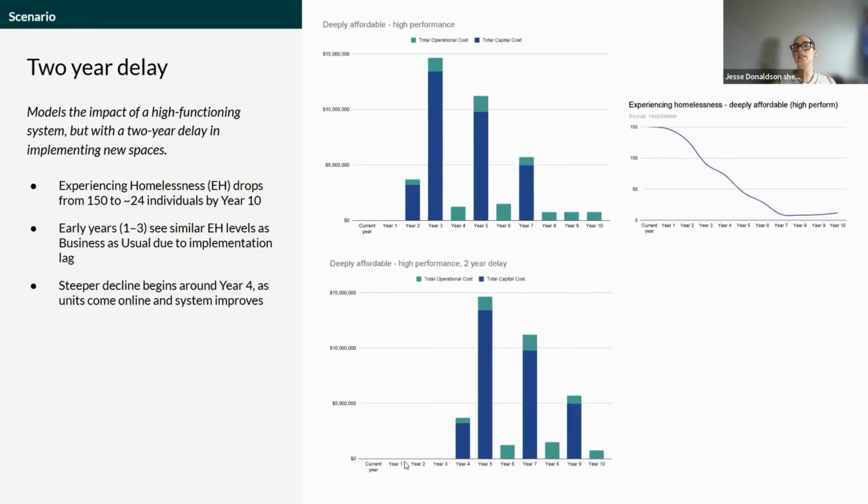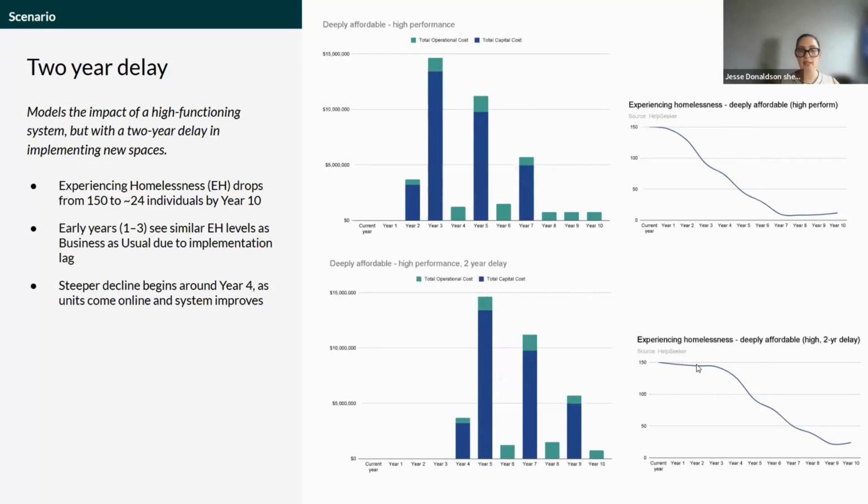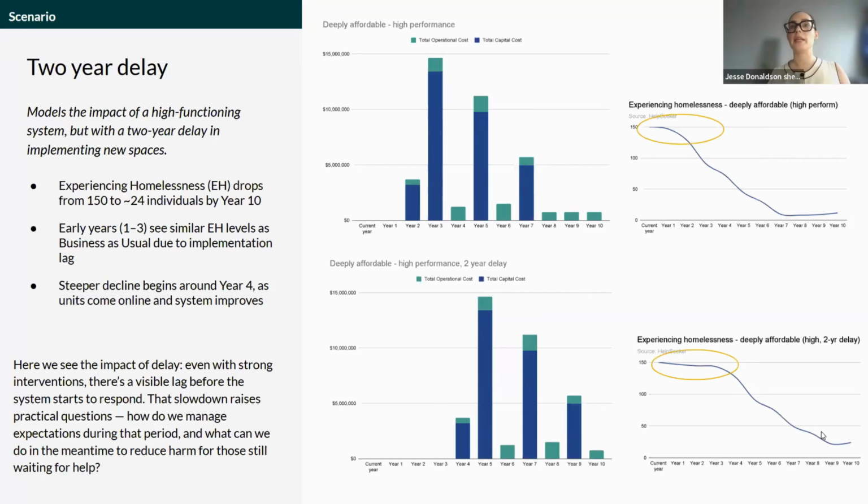So we see still a pretty good impact. So that's your deeply affordable. This is your 2-year delay. So because we're not racing ahead as fast of the population growth as we are here, we don't have quite the same outcomes, but they're pretty close. But the big thing is the modeling allows us to see this.